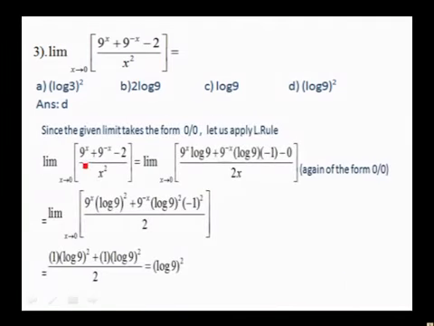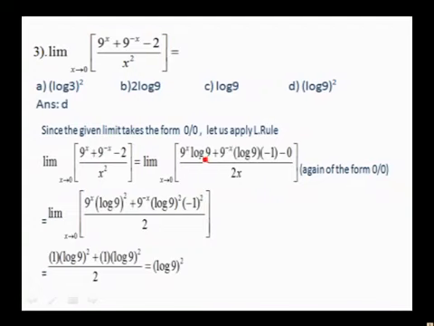You know that differential of 9 to the power of x is 9 to the power of x log 9. And 9 to the power of minus x is 9 to the power of minus x into log 9 into minus 1, and differential of 2 is 0. Differential of x square is 2x. So, if you put x equals 0, you find that it is log 9 minus log 9, that is 0 by 2 into 0, 0. Again, it takes the form 0 by 0. Therefore, apply L'Hopital's rule once again.